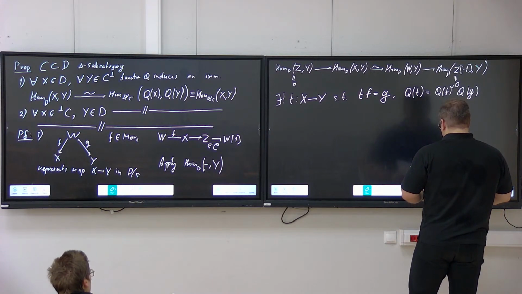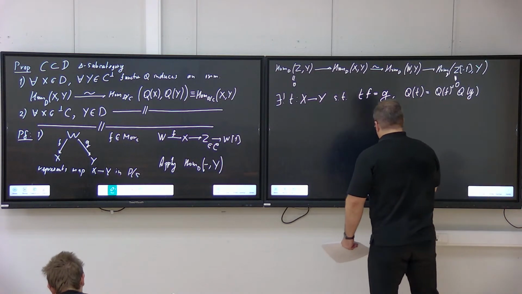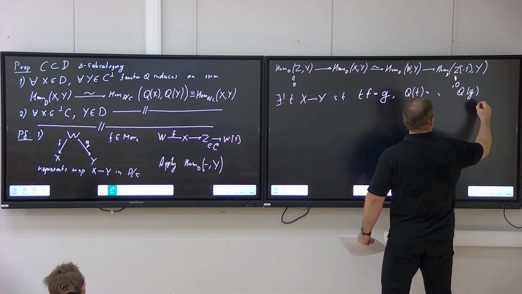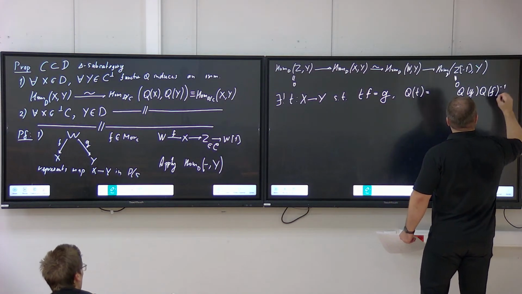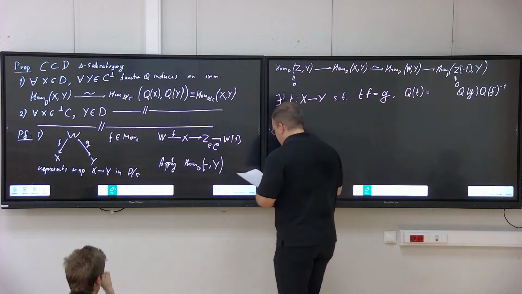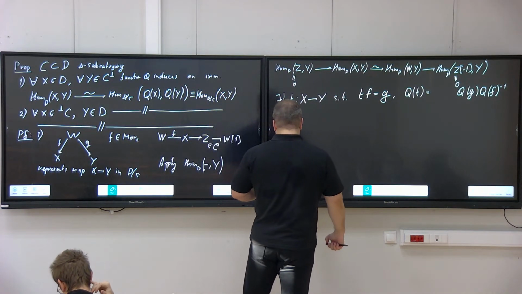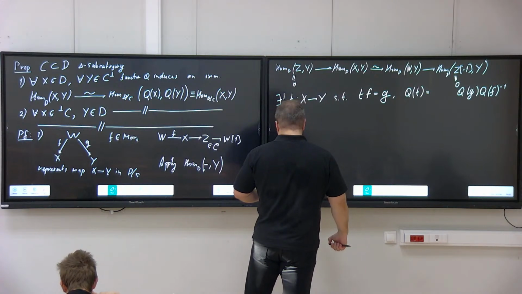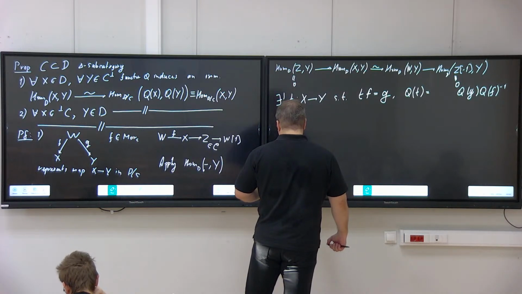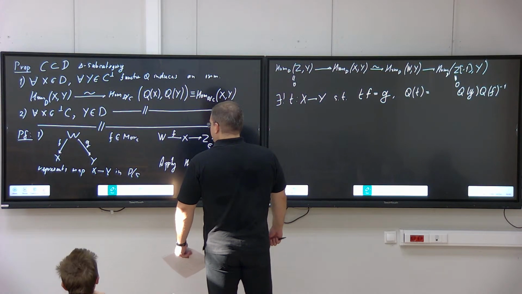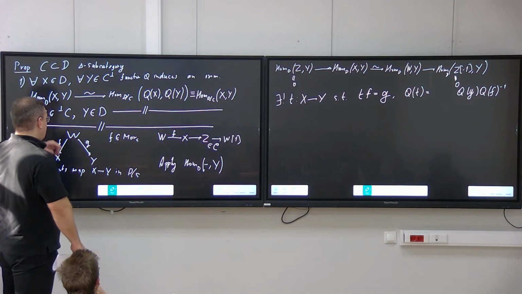Is it right? It should be Q of G from the right. So Q F inverse. Yes, so I have this. Well, I think I've more or less proved everything, right? So I need to show that this map on the Homs is an isomorphism.